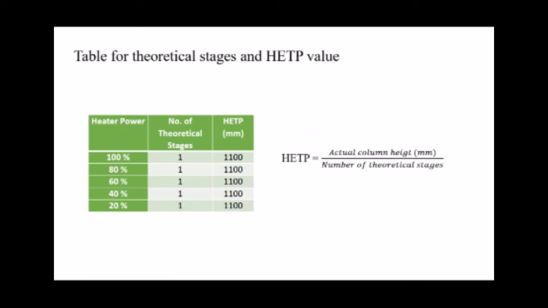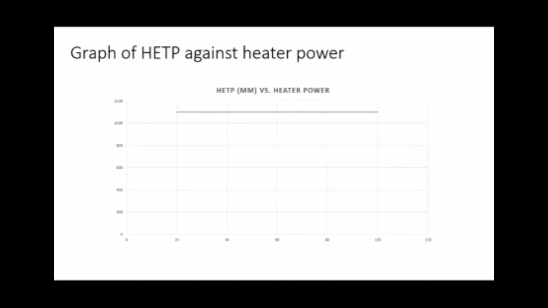So, after we plot the theoretical stages graph, we can get the value of HETP by using the formula of actual column height divided by number of theoretical stages. Our actual column height is 1100 mm. So, by dividing by the number of theoretical stages, we managed to get the HETP value. And after that, we need to plot the graph of HETP against heater power. So, this is the graph of our HETP against heater power. So, that's all from me.